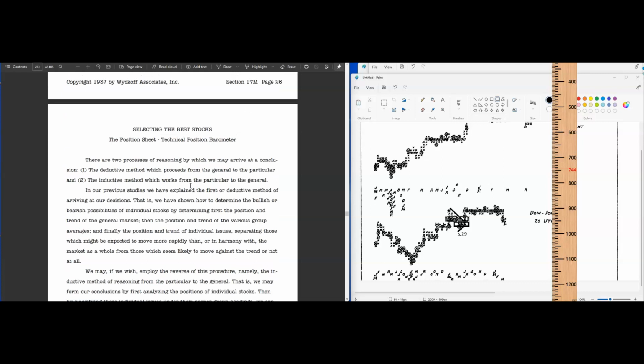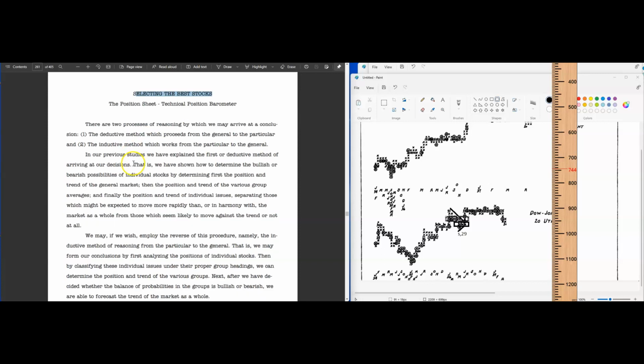So right now what we're up to is selecting the best stocks. So if you're a futures trader, be selecting the best futures. If you're crypto, selecting the best crypto, and if you're forex, selecting the best pairs. All right. So now the first comment here is interesting because he says there are two methods of reasoning. So you have to apply certain reasoning, and basically he says deductive and inductive. What does that mean? It's basically top-down analysis.